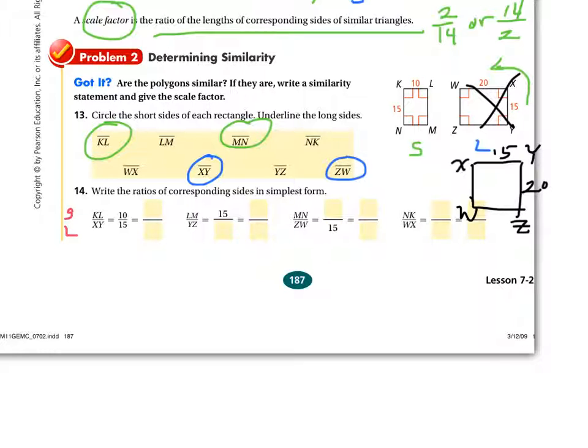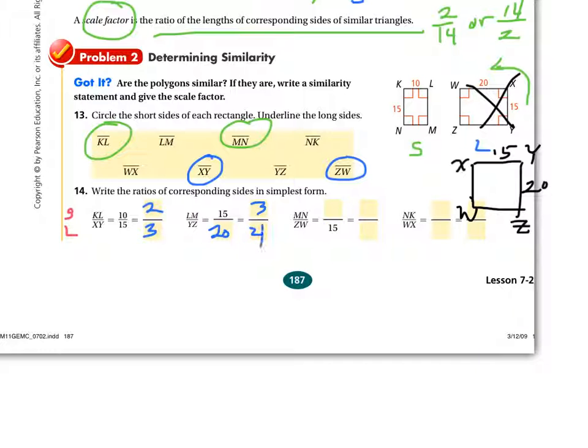And so they already did the first one for us. Doesn't 10 over 15 reduce to what? Yep, so 5 goes into both of those. 2 and 3 times. Now I'm going to show you how if I were you I would be setting this up, but we'll do that in a minute. So LM corresponds to YZ, so that's 15 to what? If that's 15 here, then this is 20. What does that reduce to? 5 goes into both of those, so that's 3/4.